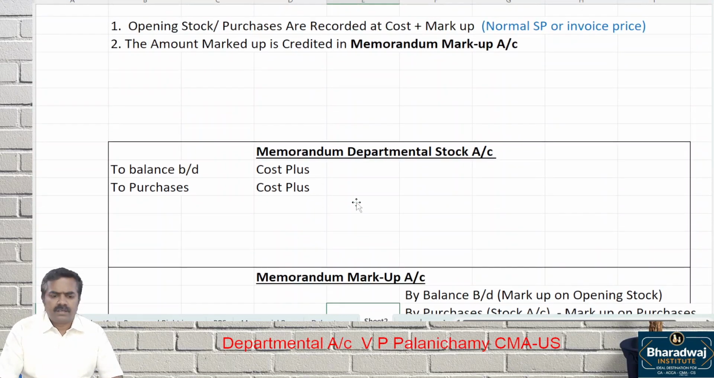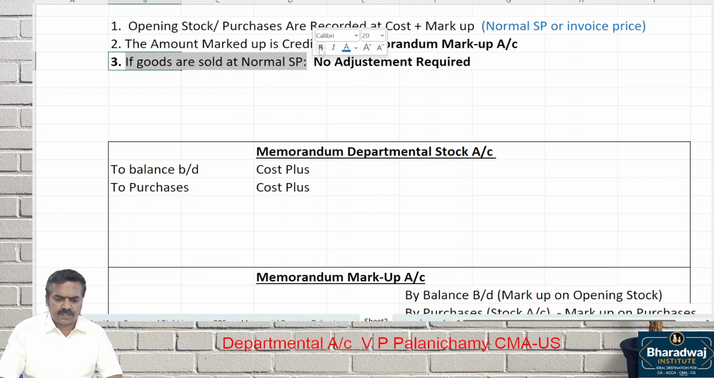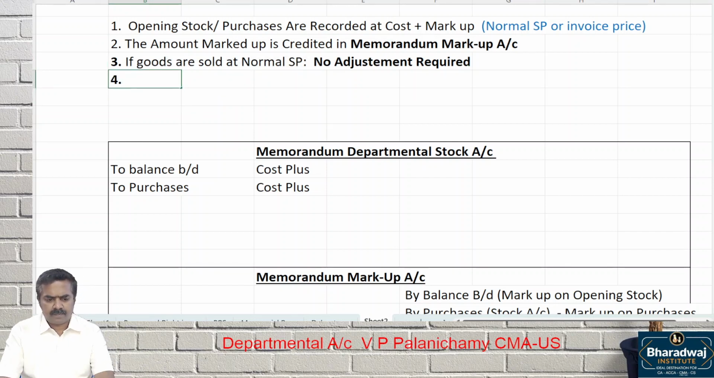Done. Now come to the theoretical notes. Point number 3. If goods are sold at normal selling price, no further adjustment is required. No markup or markdown.